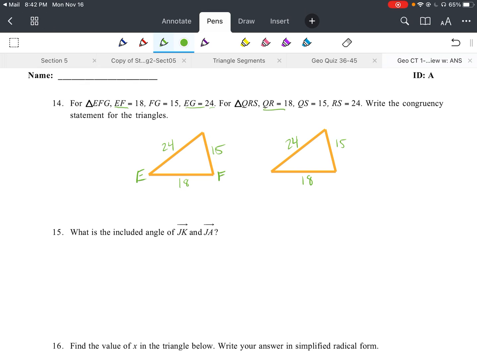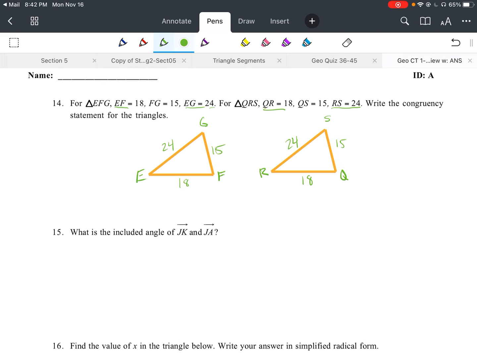QR is 18 and RS. So R must be the key on this one. And then RQ, this Q goes there and S would go here. Yep. And just double check afterwards and make sure all of them look right.